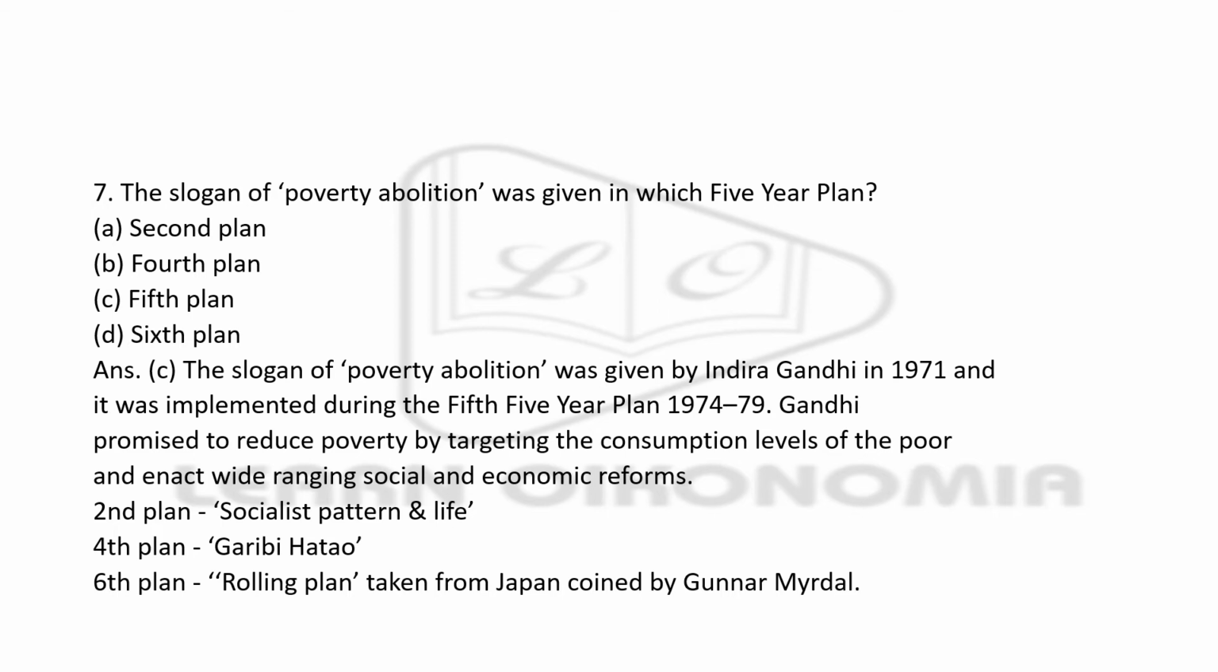Before that, we have to understand that whatever be the plan, whether it is first plan or second plan or third plan or fourth plan, it has some basic objectives in its mind. When the government went for planning, it had some basic objectives in its mind, and it was to attain these objectives that the government had made plans. Okay, and the sixth plan was a rolling plan. It was taken from Japan, and it was coined by Mirdad. So with that, we move on to the next question.